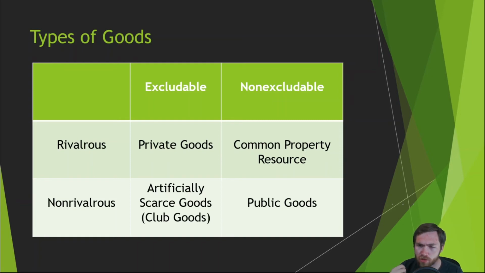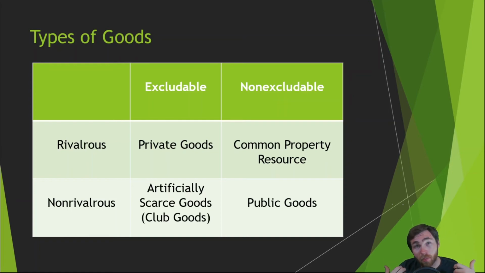Another type of good is artificially scarce goods, also sometimes called club goods. Club goods are excludable, but they are non-rivalrous. And so a really good example here would be access to a swimming pool or a gym membership. These are things where if I use it, that doesn't mean you can't use it, but I can be legally excluded from access, or you can be legally excluded from access.